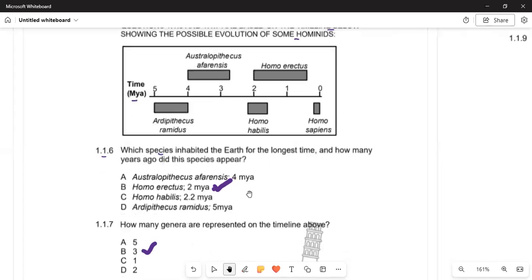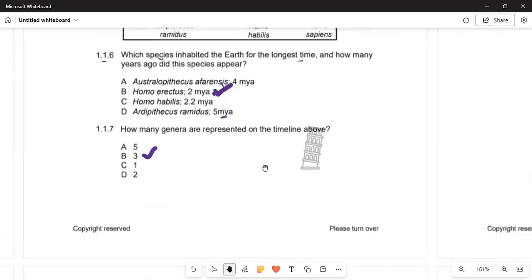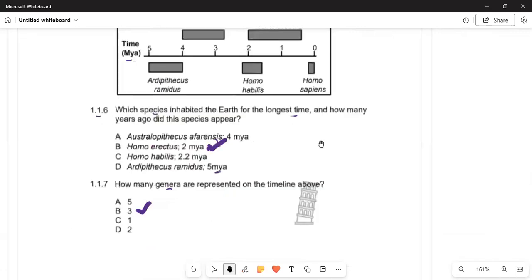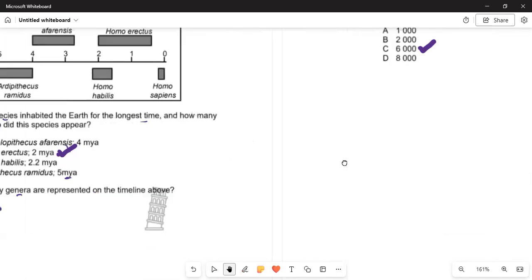And then moving on, we see that the longest time, that was a mistake, but the correct answer there is the 5 million years ago, which is number D. Sorry for the error there. And then we've got a question that says how many genera are represented on the timeline above. And then we can see that there are 3 genera that have been interpreted there. And then moving on, we have other questions which derive there.